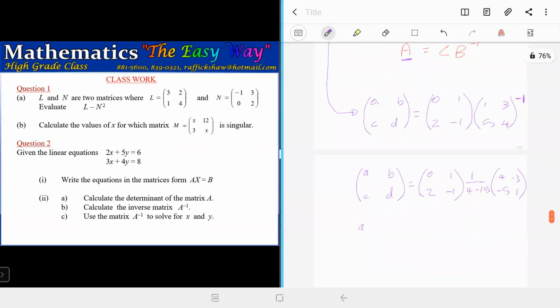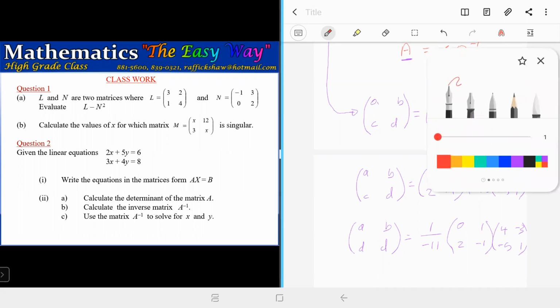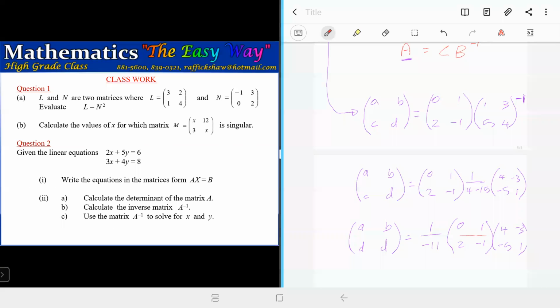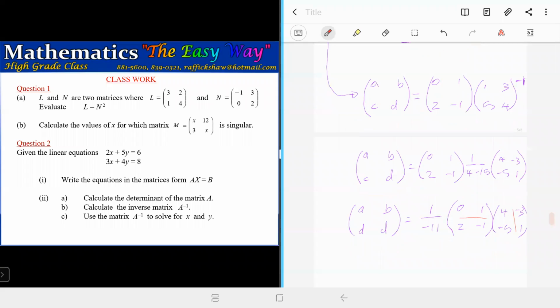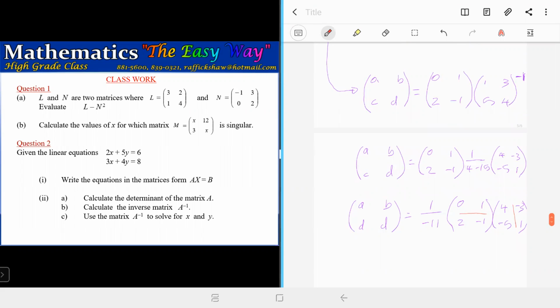This should become A, B, C, D equals 1 over negative 11. So I put this at the front, and I'm multiplying 0, 1, 2, negative 1 times 4, minus 3, minus 5, 1. And then I'm multiplying these two, get a matrix, divide each of them by the negative 11, and then I would know the A, the B, and the C.